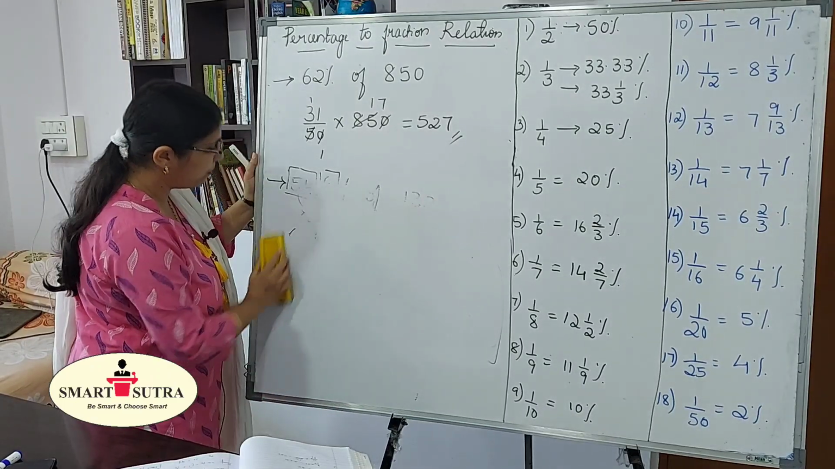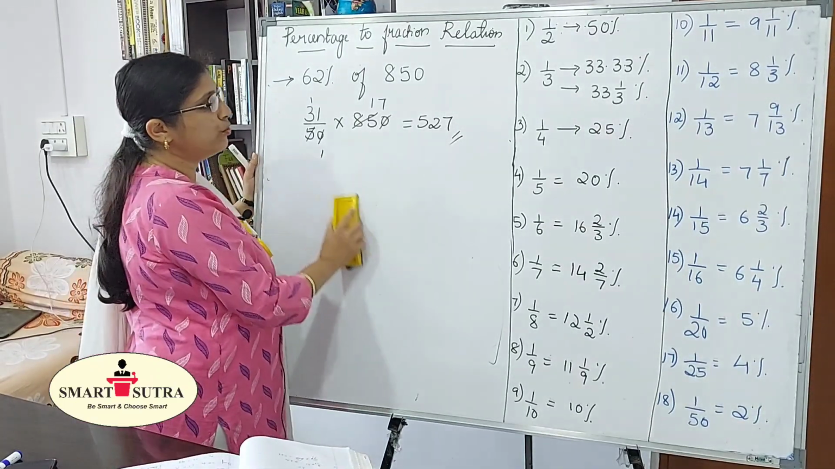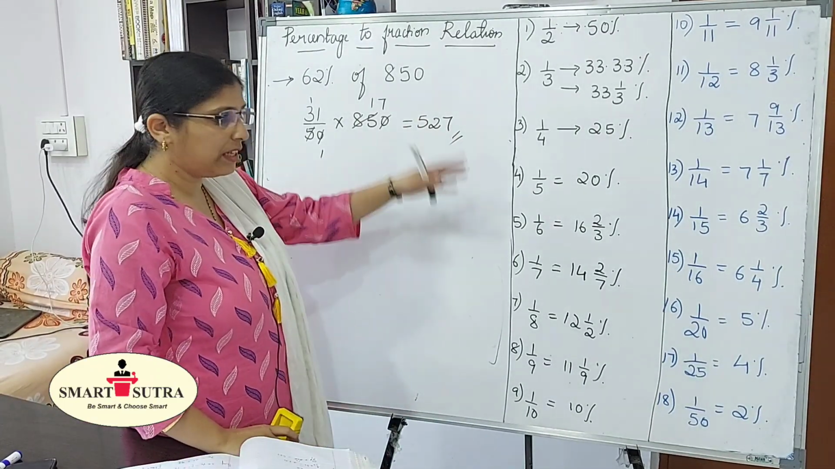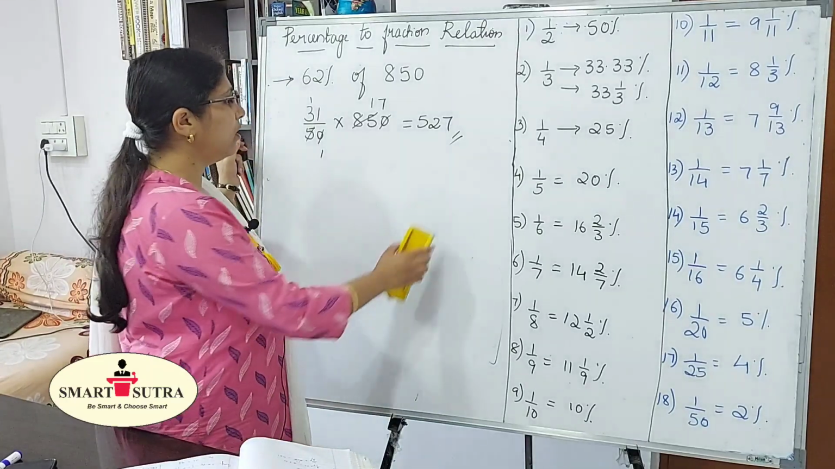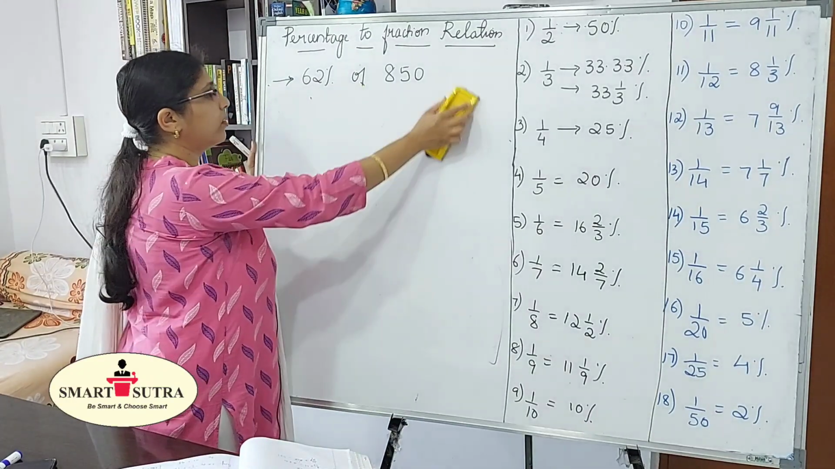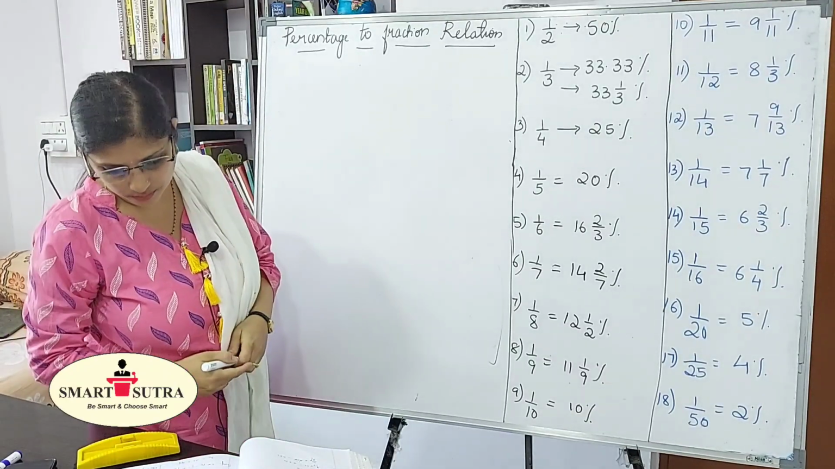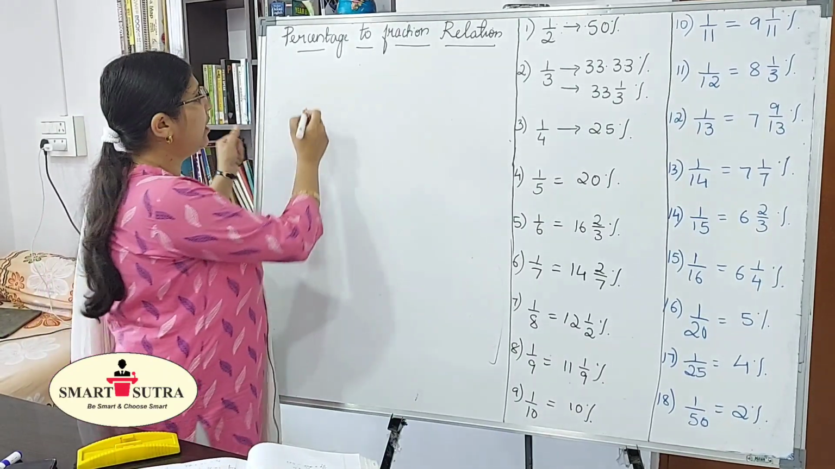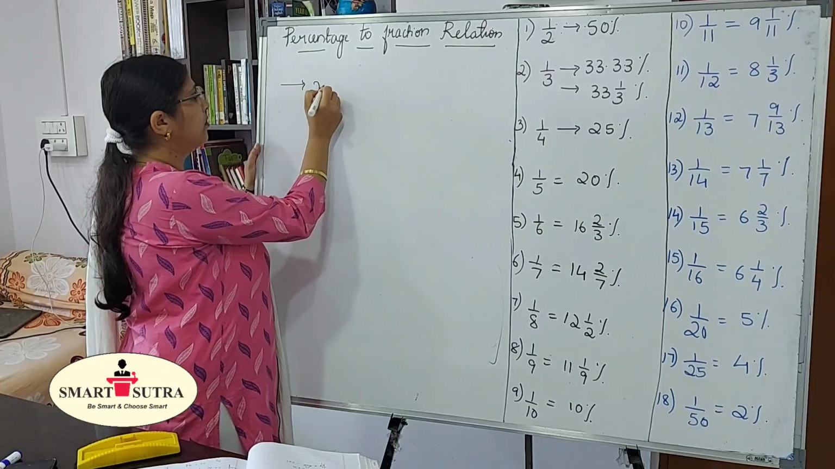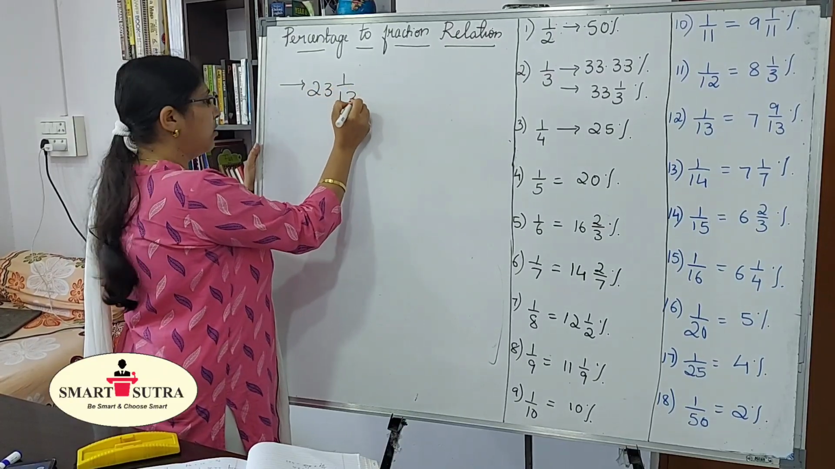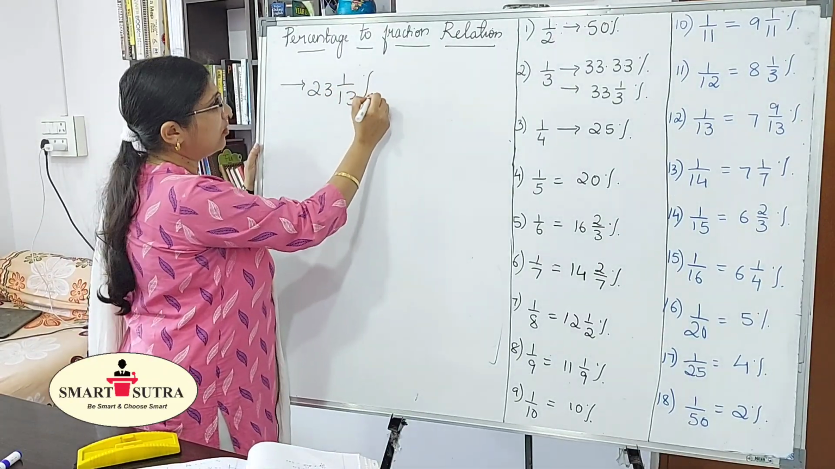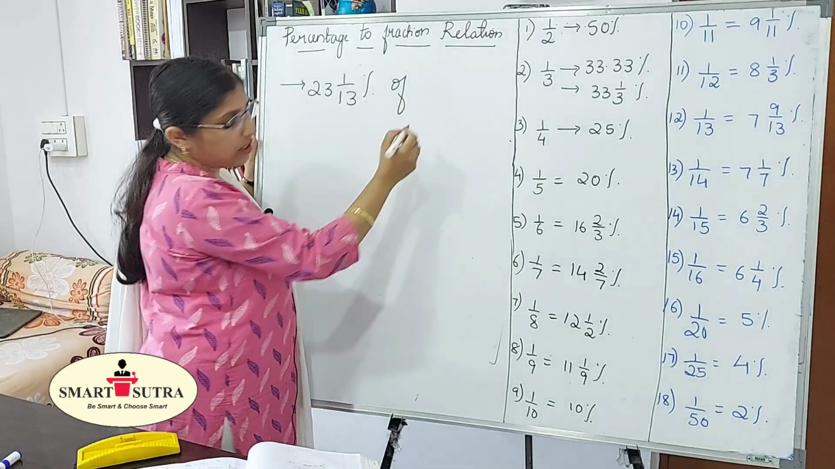Some 2 more problems we'll solve, then you will understand how useful remembering the fractions will be for solving the problems. Okay. Next, 23 1 by 13% of 78.